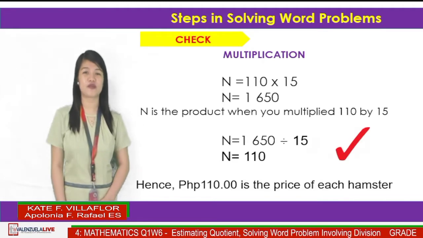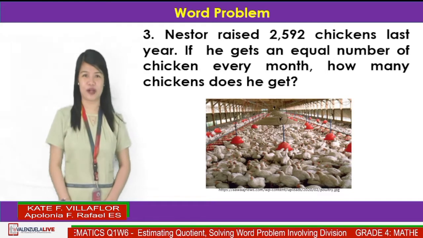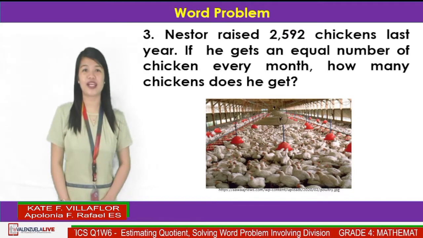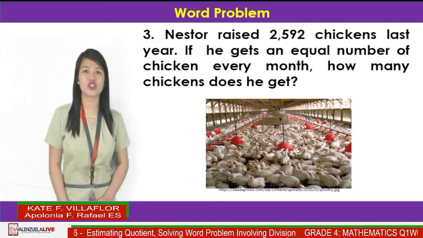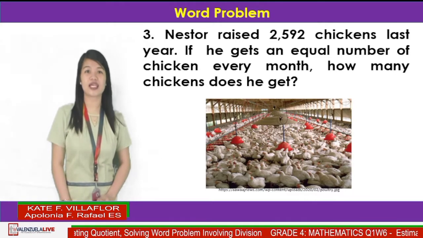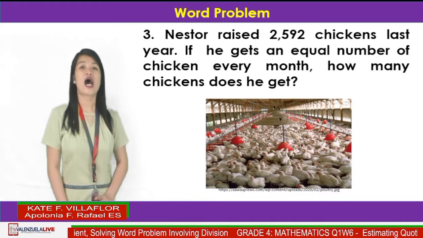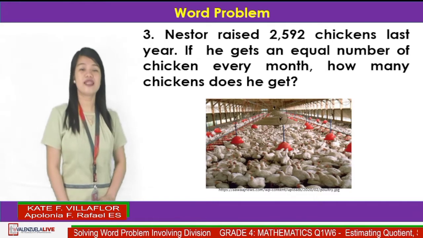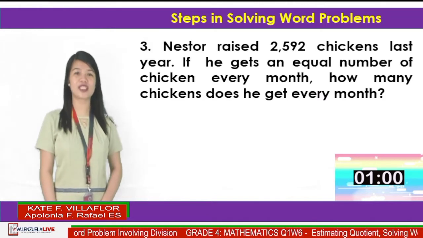Very good. Grade 4. Let's have this number 3 word problem. Nestor raised 2,592 chickens last year. If he gets an equal number of chickens every month, how many chickens does he get? Okay, I will give you 1 minute to answer.